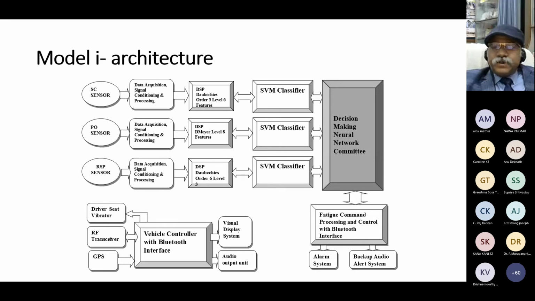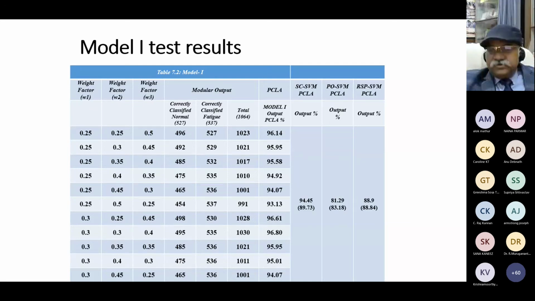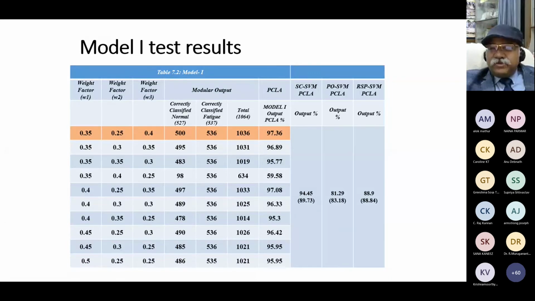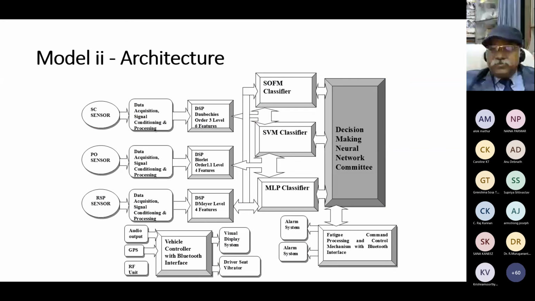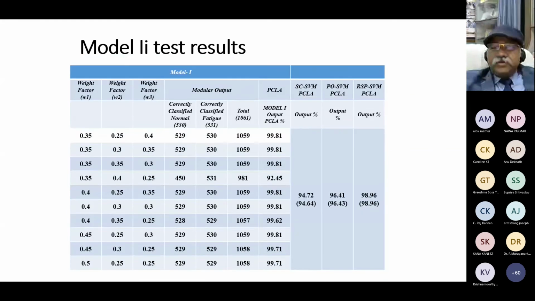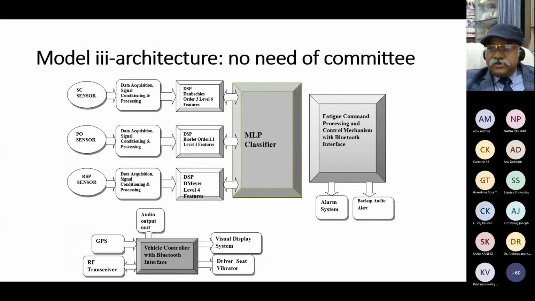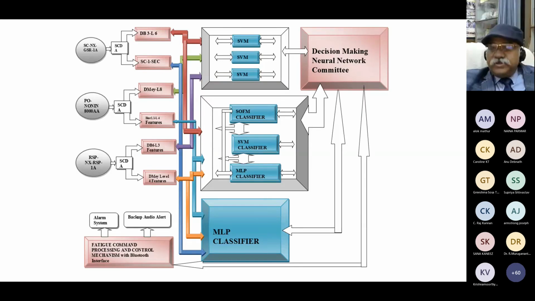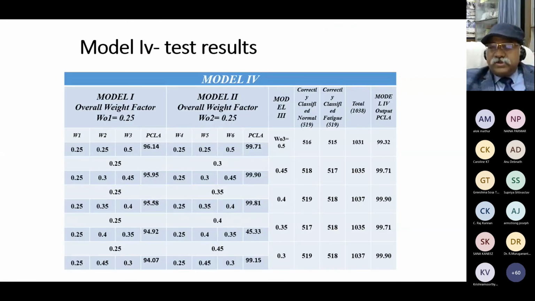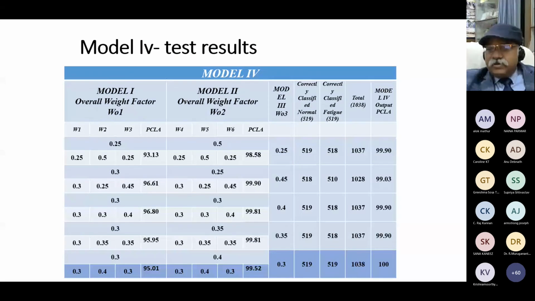Model 1 architecture is proposed like this. This is the architecture of the proposed wearable computing system. Model 1 test results: this model was tested, and this is the best result. Model 2 architecture was proposed, then Model 2 test results. Model 3 architecture: there is no need of a committee because all 3 inputs are together in a single classifier. This is the combination of all 3 together. You can see that the single input modules and the 2 input modules are all working together. And Model 4 test results: here is the best one, going up to 100%.